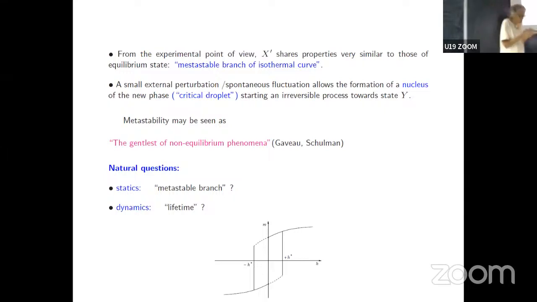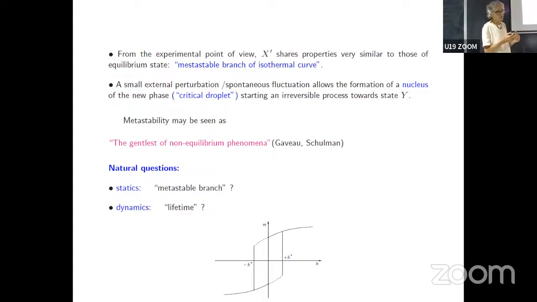And usually there is some critical droplet, as we see in the bottle. There is some small droplet, and we'll see in other examples. So it is truly a phenomenon of non-equilibrium of the system. And there are some questions that we usually want to address, which is what does it mean, this, what people say, metastable branch? And from the dynamical side, one important question is the lifetime. How long does a metastable state last?